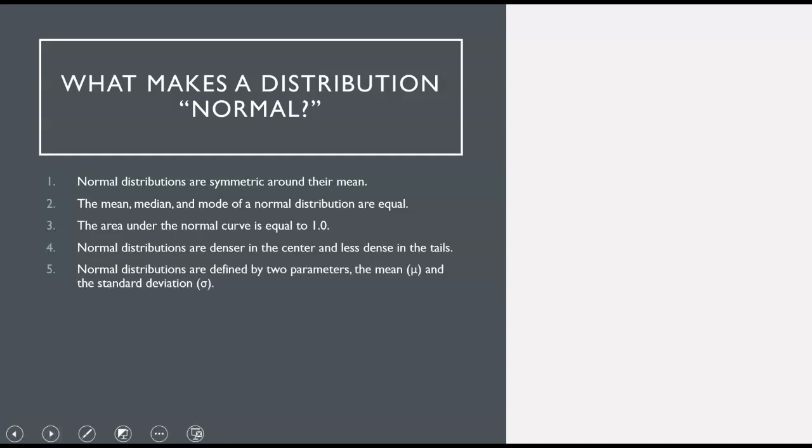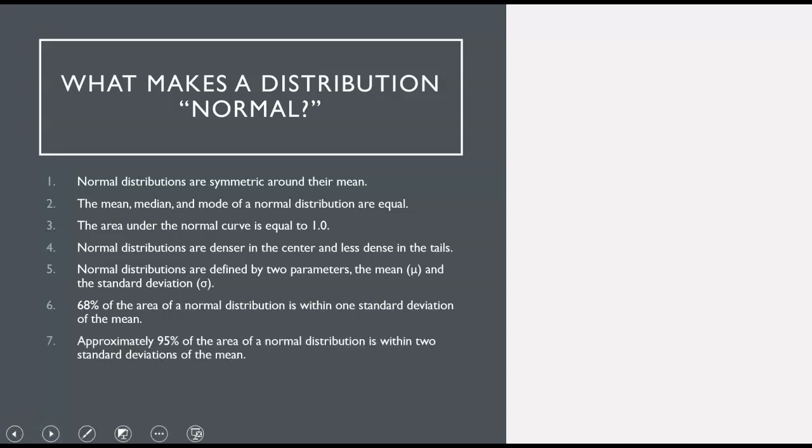5. Normal distributions are defined by two parameters, the mean and the standard deviation. 6. 68% of the area of a normal distribution is within one standard deviation of the mean. If you think back to the examples that we had for COMPES, we noticed that one standard deviation above and below the mean represented about 67% of the COMPES.